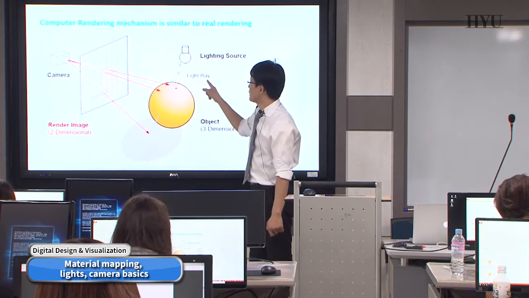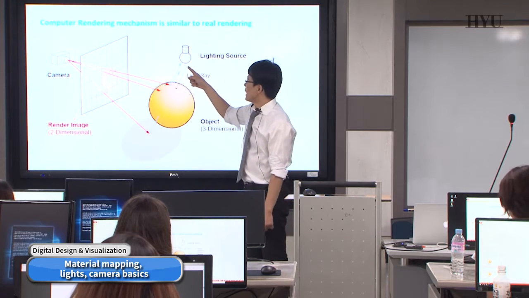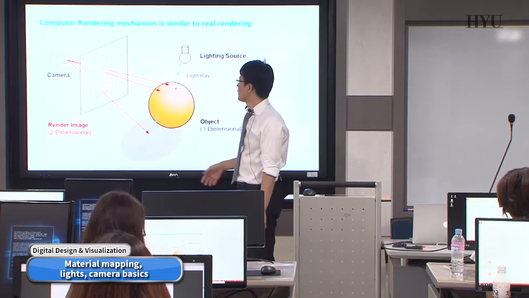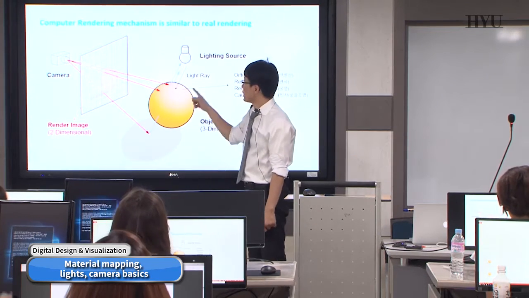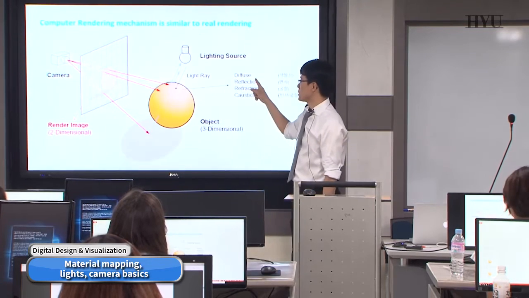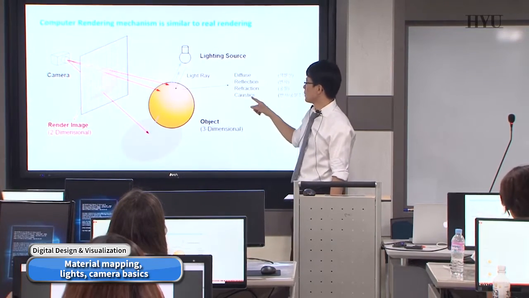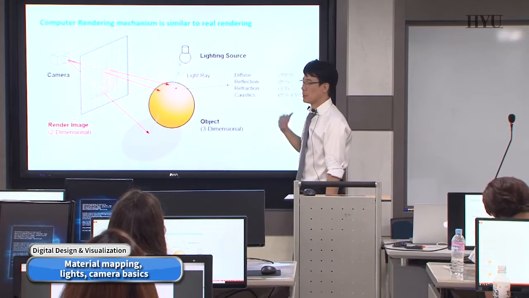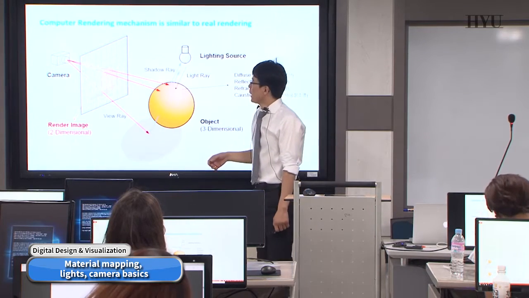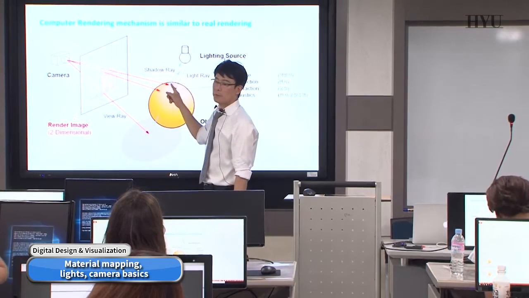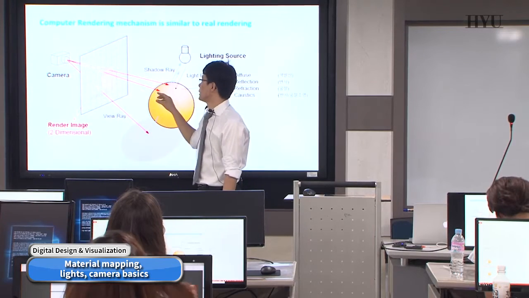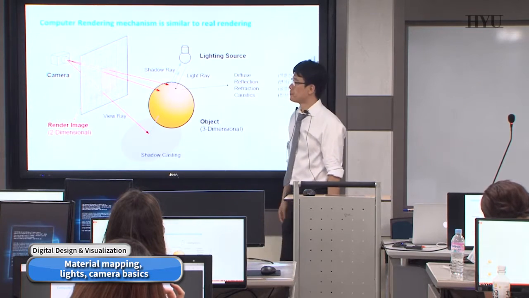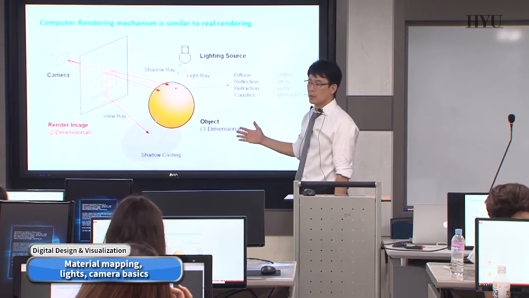So here is a light ray, okay? Not just a single ray, probably millions of rays, okay? Thanks to this light ray and the object, it has diffuse, reflection, refraction, caustics, okay? So you can take a look. Some original Korean terms here. And also shadow ray means some reflected lighting, and this is the view ray in order to see your object scene view. Shadow casting, okay?